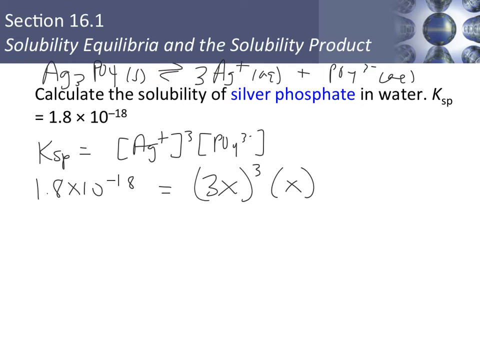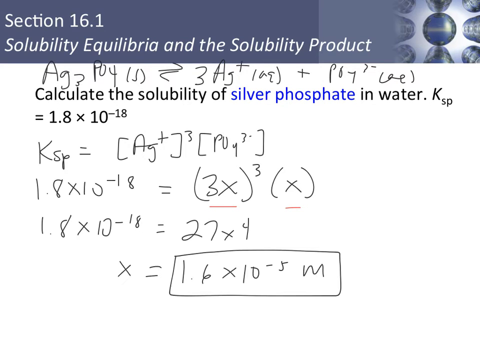And since we get 3 times the amount of silver ions as phosphate ions, I'm going to call the concentration of the silver ion 3x and the concentration of the phosphate ion x. Now the quantity 3x does need to be cubed. And if I simplify the right side, I get 27x to the fourth. If I go through and solve for x, 1.6 times 10 to the negative fifth molar is my answer. This is the solubility because the phosphate ion and the silver phosphate are in a 1-to-1 ratio.